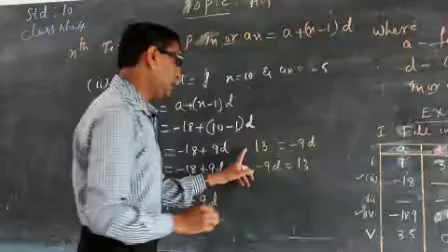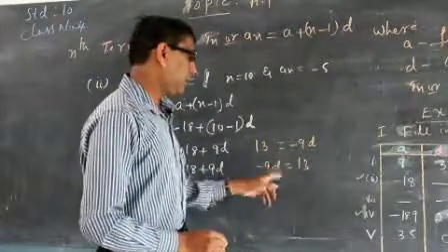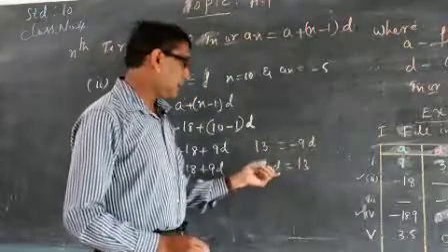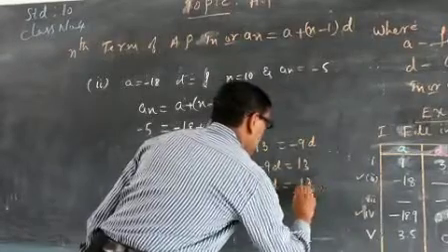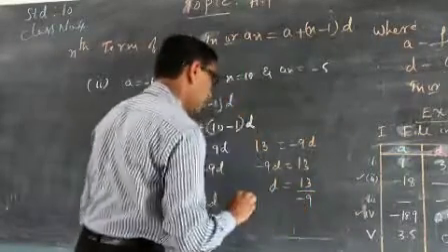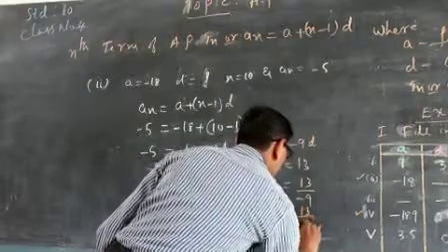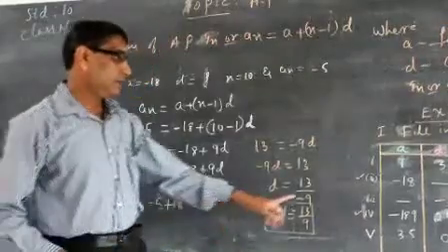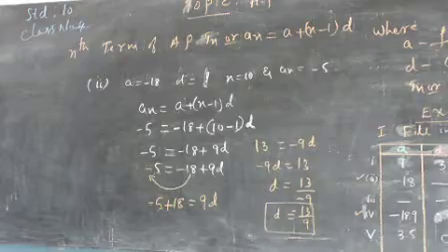Both are equal. When 13 is equal to 9d, you can write it as 9d is equal to 13. Why do we have to write like this? Because d we want to find out. Let it be at the left hand side. D is equal to 13 by 9. So d is equal to 13 by 9 is the answer. So this is how to find the value of d from the given values. This is the second one. Now I am going to show the fourth one.